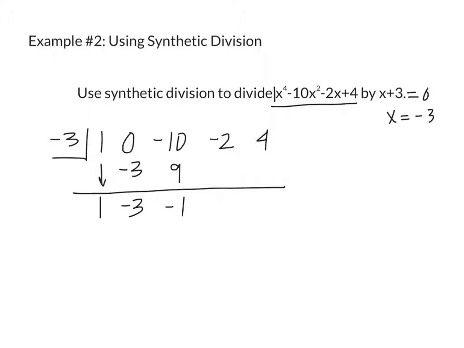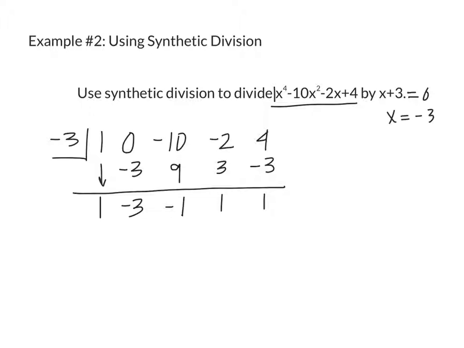Again, if I multiply diagonally, negative 3 times negative 1 is 3. If I add vertically, that gives me 1. Finally, if I multiply negative 3 times 1, that gives me negative 3. And again, if I add vertically, that gives me 1.